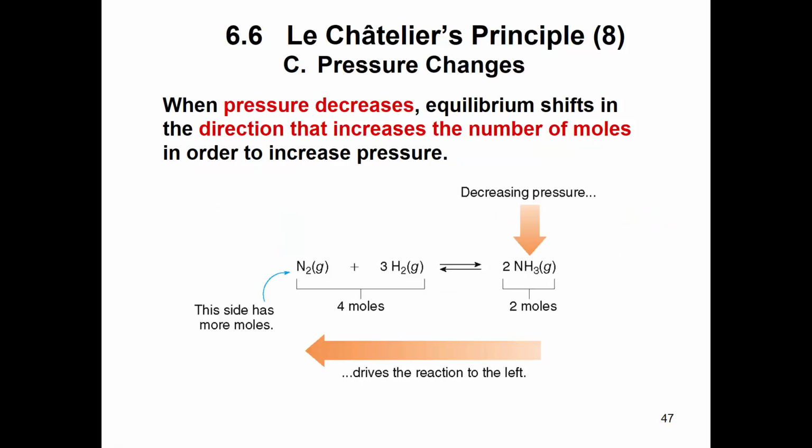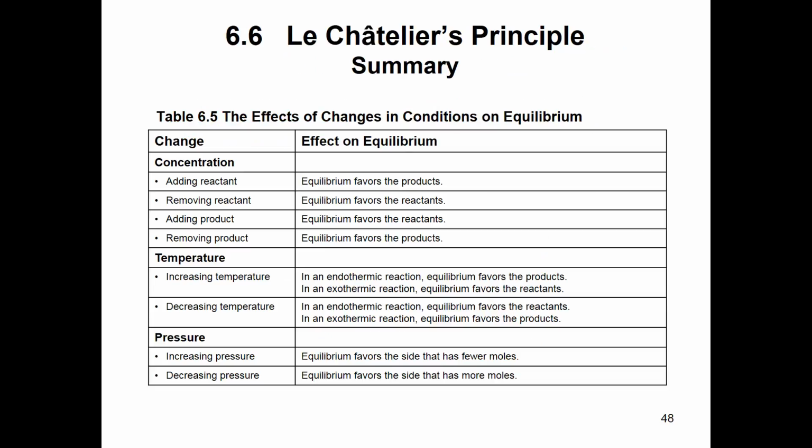If you decrease the pressure, it's going to go towards the side with the most moles. So if I decrease pressure over here, with the 2 moles and the 4 moles, then it's going to go towards the side with the most number of moles. It's just something you almost have to memorize to answer a question.